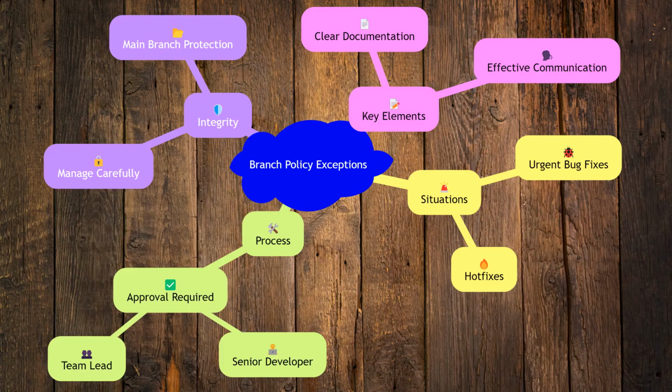There may be situations where exceptions to branch policies are necessary, such as urgent bug fixes or hotfixes. In these cases, teams should have a clear process for handling exceptions, such as requiring approval from a senior developer or team lead. This ensures that exceptions are managed carefully and do not compromise the integrity of the main branch. Clear documentation and communication are key to handling exceptions effectively.